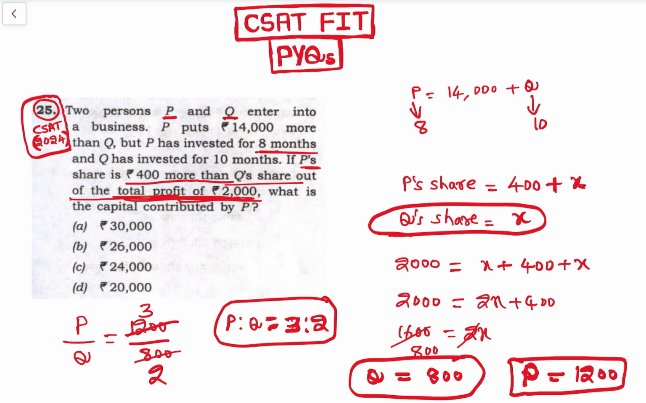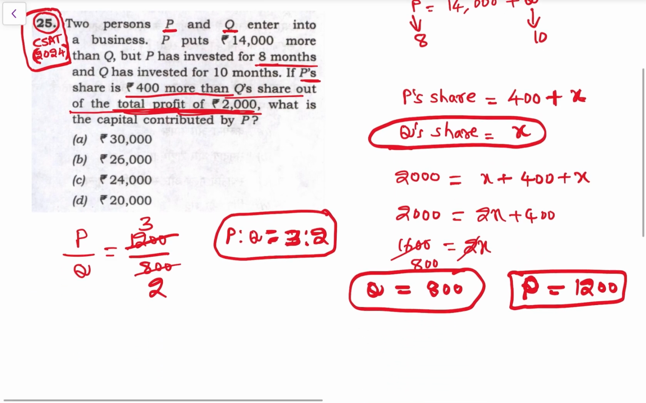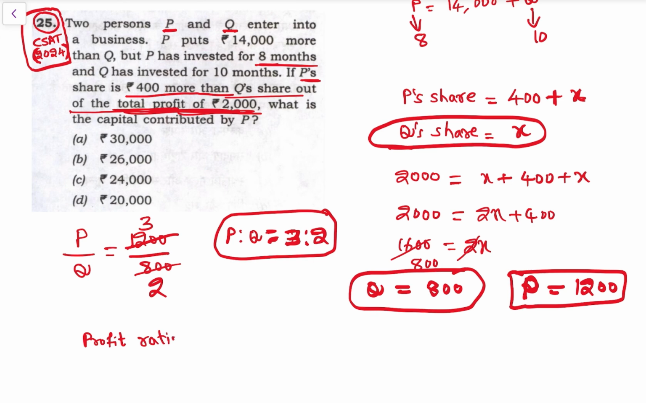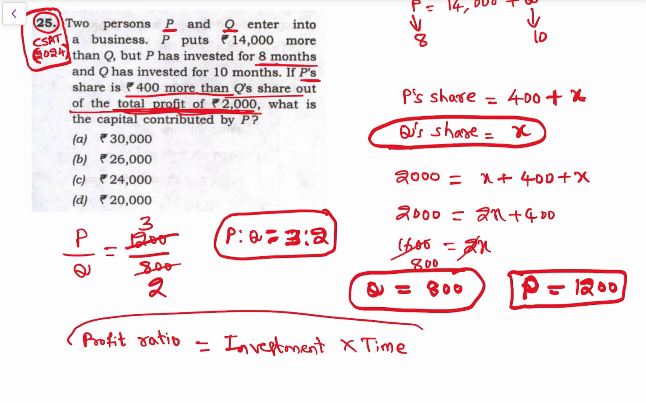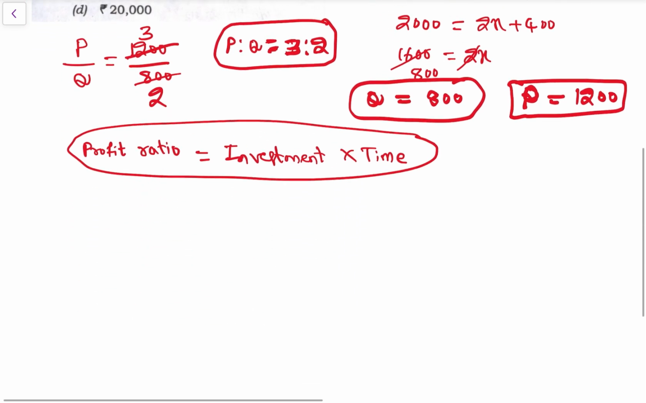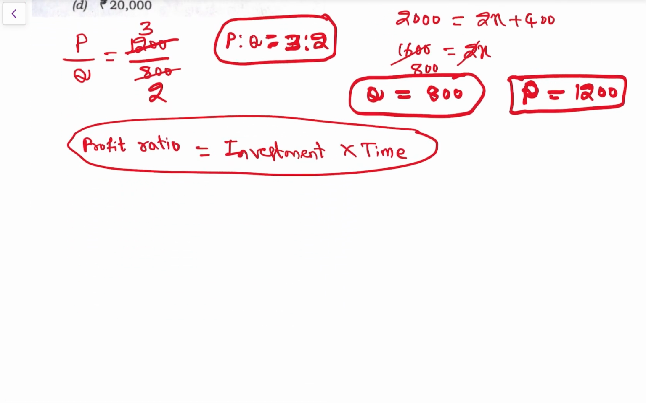So now we need to remember, we have to calculate the profit ratio. The profit ratio is written in the form of investment into time. So this is the formula. Now we need the profit ratio of P is to Q, which is 3 by 2. We are talking about P and Q.